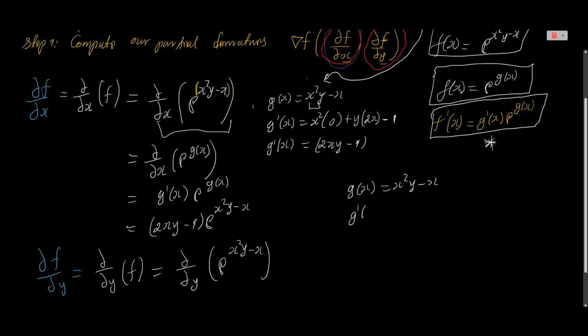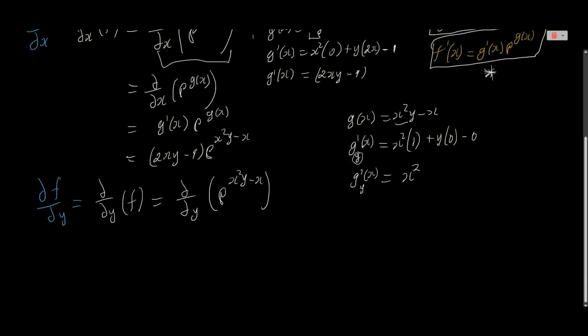So g prime of x with respect to y, notice, this is a product. We use the product rule as stated above. So this will be x squared. We keep x squared constant. We differentiate y with respect to y, it's 1. Then plus y, then we differentiate x squared with respect to y, which is 0 because x squared is a function in terms of x and not y. Minus, differentiate x with respect to y is 0. So our g prime of x with respect to y is x squared.